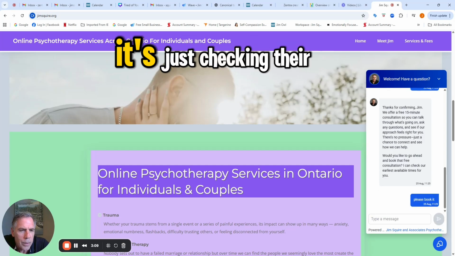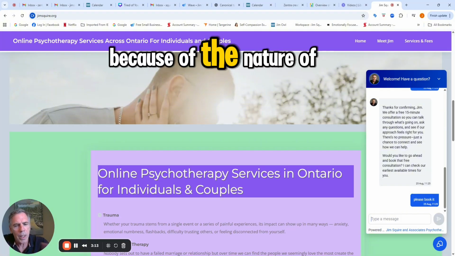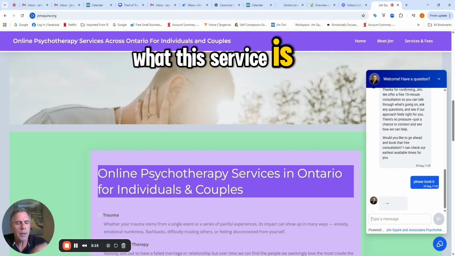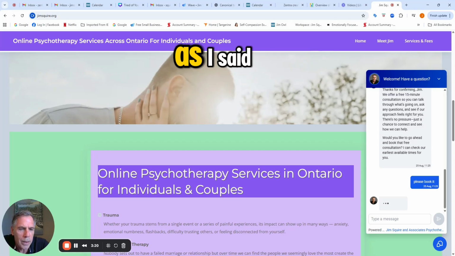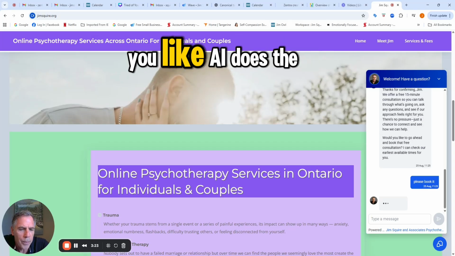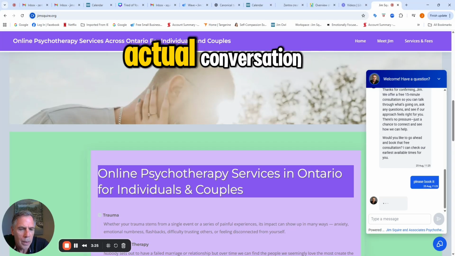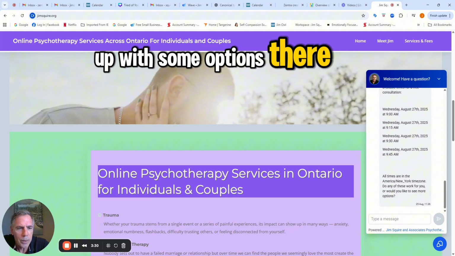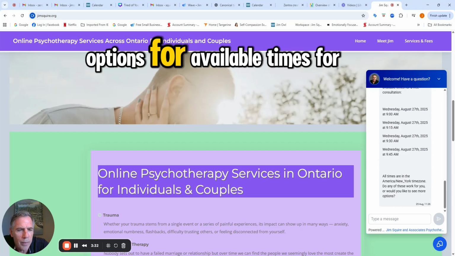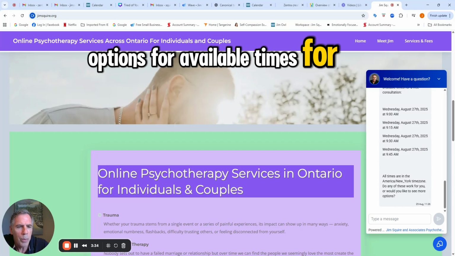So it's just checking because of the nature of what this service is, it's going to be more sensitive to people who may be struggling. As I said, it can be programmed any way you like. AI does the actual conversation. So now it's going to come up with some options there. So there's a number of options for available times for appointments.